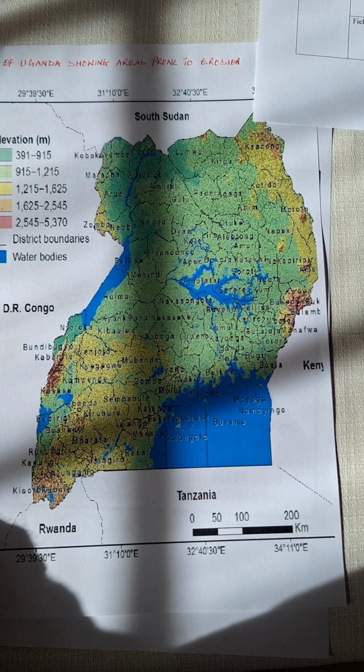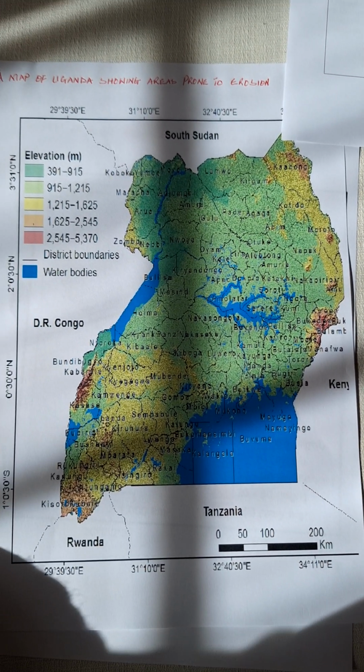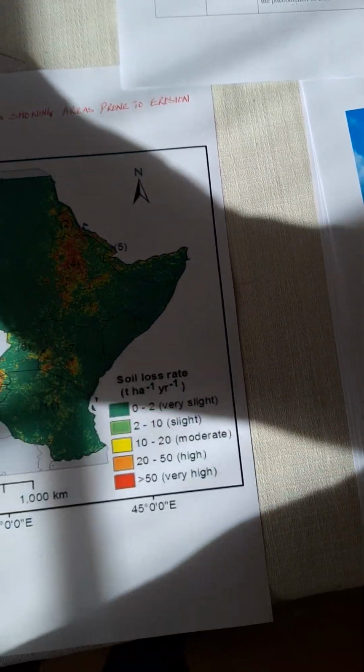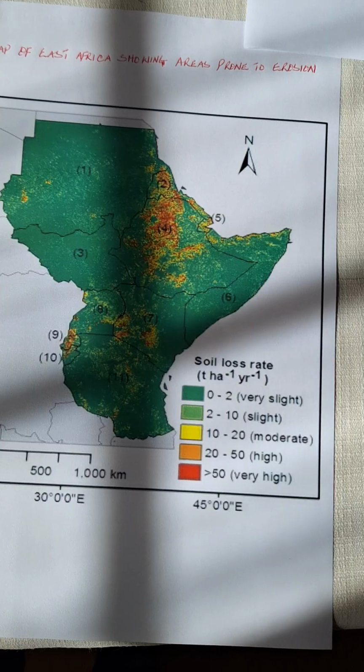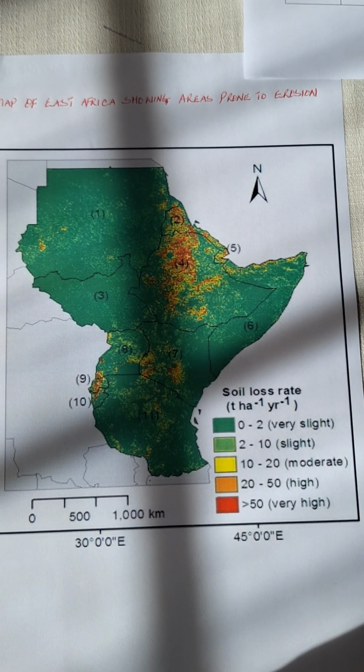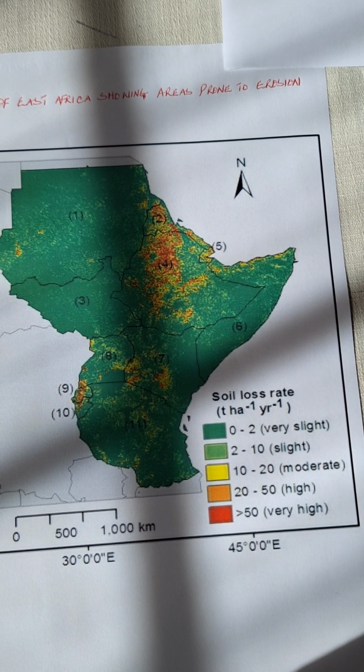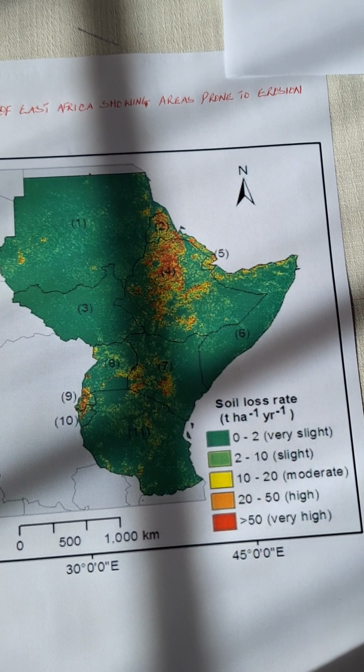The reddish parts are the parts that are prone to erosion in Uganda. I would provide them with another map showing some other East African countries and other countries that are prone to soil erosion.